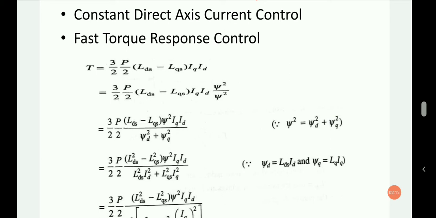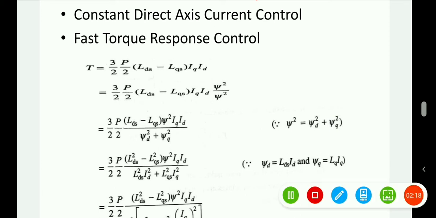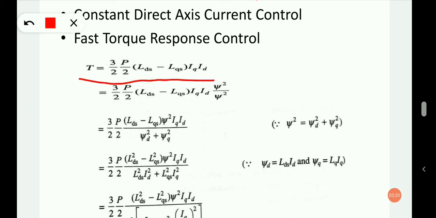The torque equation is T equals 3/2 × P/2 (LDS minus LQS) ID into IQ. So it is rewritten as 3/2 × P/2 (LDS minus LQS) IQ into ID × psi square upon psi square. So further the equation is rewritten, 3/2 × P/2 is the same.